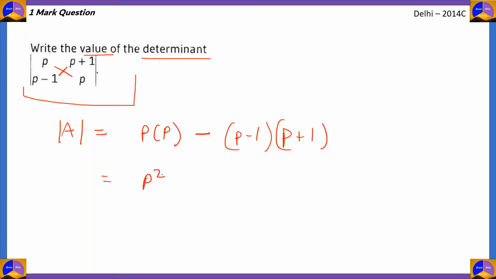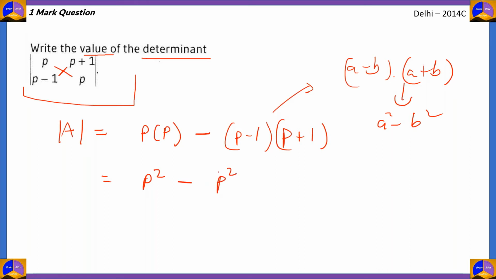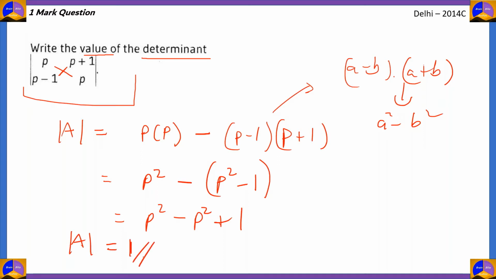P into P is P squared minus P minus 1 into P plus 1. This is similar to A minus B into A plus B, and that would be equal to A squared minus B squared. So P squared minus of P squared minus 1. Putting the minus inside the bracket, we'll get P squared minus P squared plus 1. P squared minus P squared is 0. So our determinant is 1. The value of the determinant is 1.